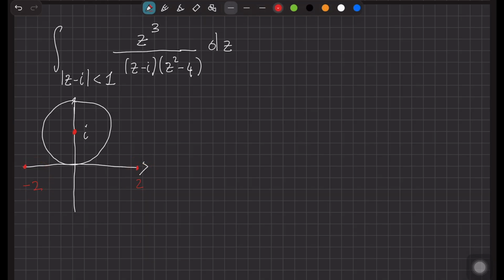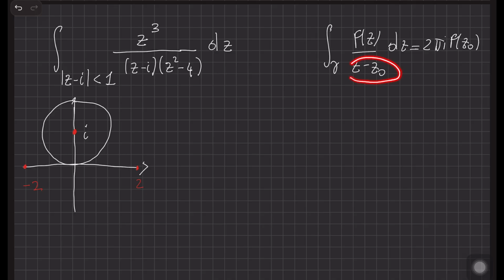So, let's first write down our Cauchy formula. The integral over a loop of f(z) over z minus z0 dz is equal to 2 pi i f(z0). This means that I have the singularity at z0, and f(z) has to be analytic inside my loop gamma. In our case, the function z cubed over z squared minus 4 is analytic inside the domain, because it does not have any singularity. So this one can be our function f(z).